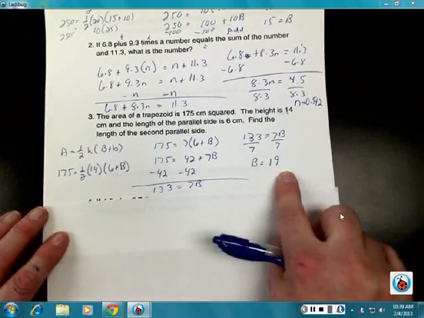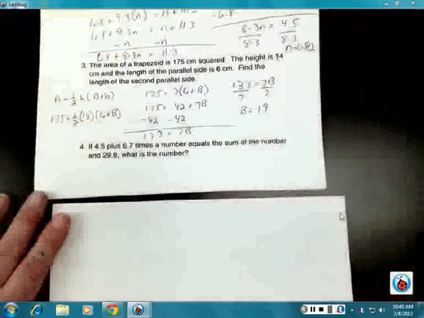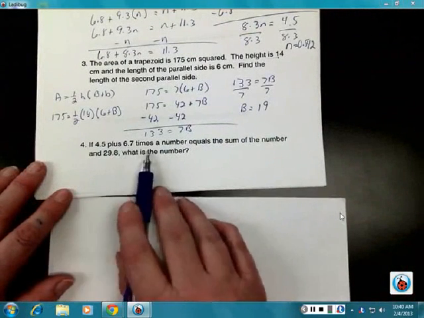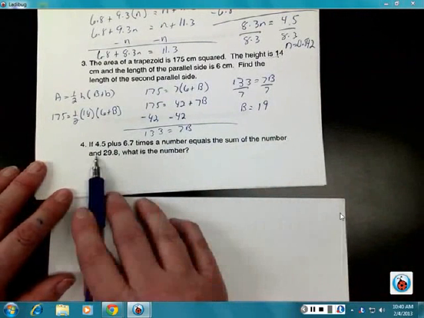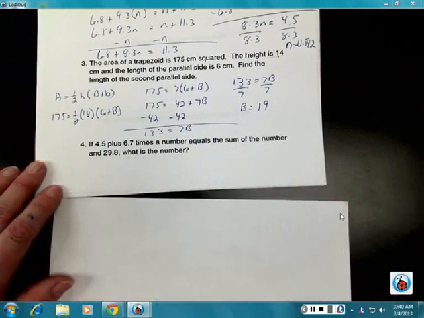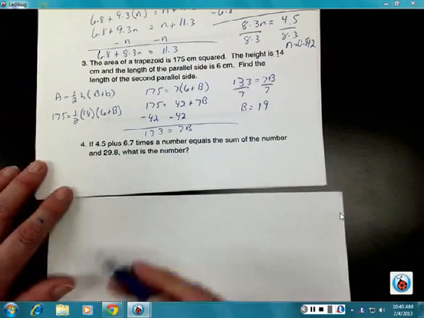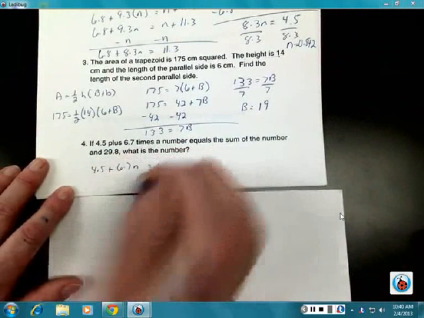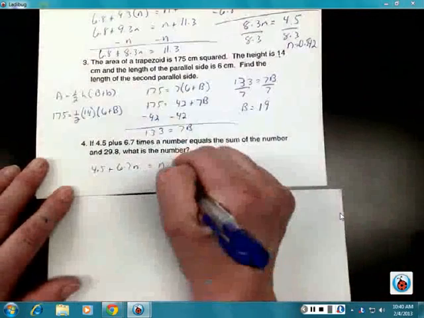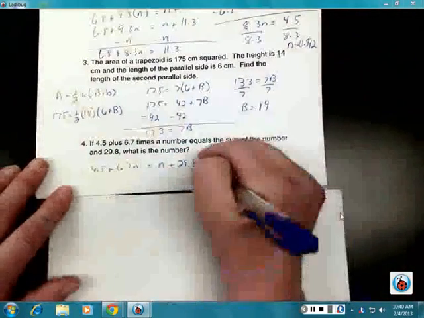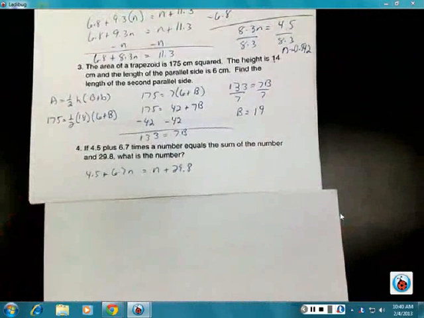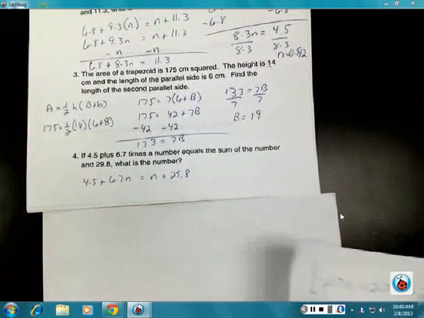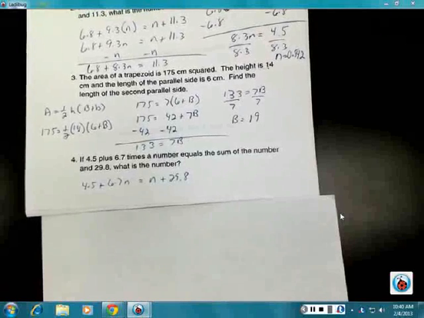We good? Good. Okay. Then, let's set this one up. If 4.5 plus 6.7 times a number equals the sum of the number and 29.8, what is the number? So this is just like the other one we did. So it's going to be 4.5 plus 6.7n is equal to n plus 29.8, and then you would solve it from there. Okay. Again, I think you can solve it, correct? You guys solve that one? Okay. So you can end up getting your answer for that one.